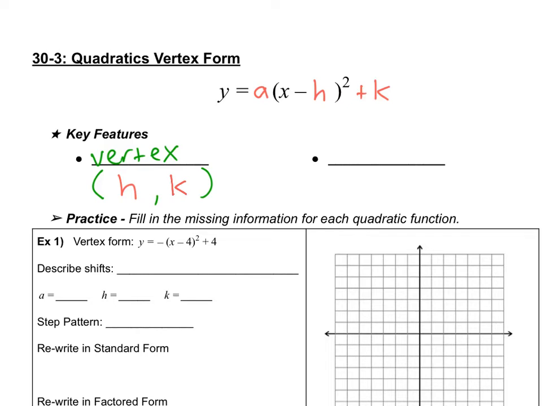Well, if we know the vertex, we also know the symmetry. The axis of symmetry goes through x equals what? H. That's right. The x value of the vertex in this case is whatever h is.